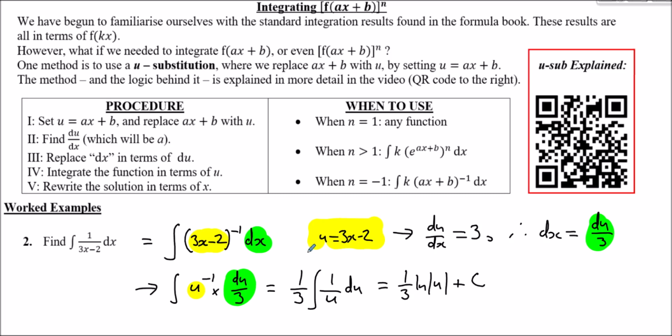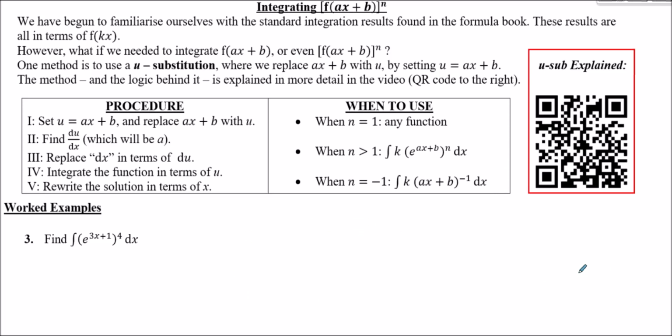But what was u? Of course it was 3x minus 2. So putting that back in, that gives me 1/3 natural log modulus of 3x minus 2, all plus c. And so in terms of the notes in this table, that's essentially integrating an ax plus b expression to the power minus 1. So again, that's an example of how it can be used in that particular case. You'll have something in terms of ln of a function.